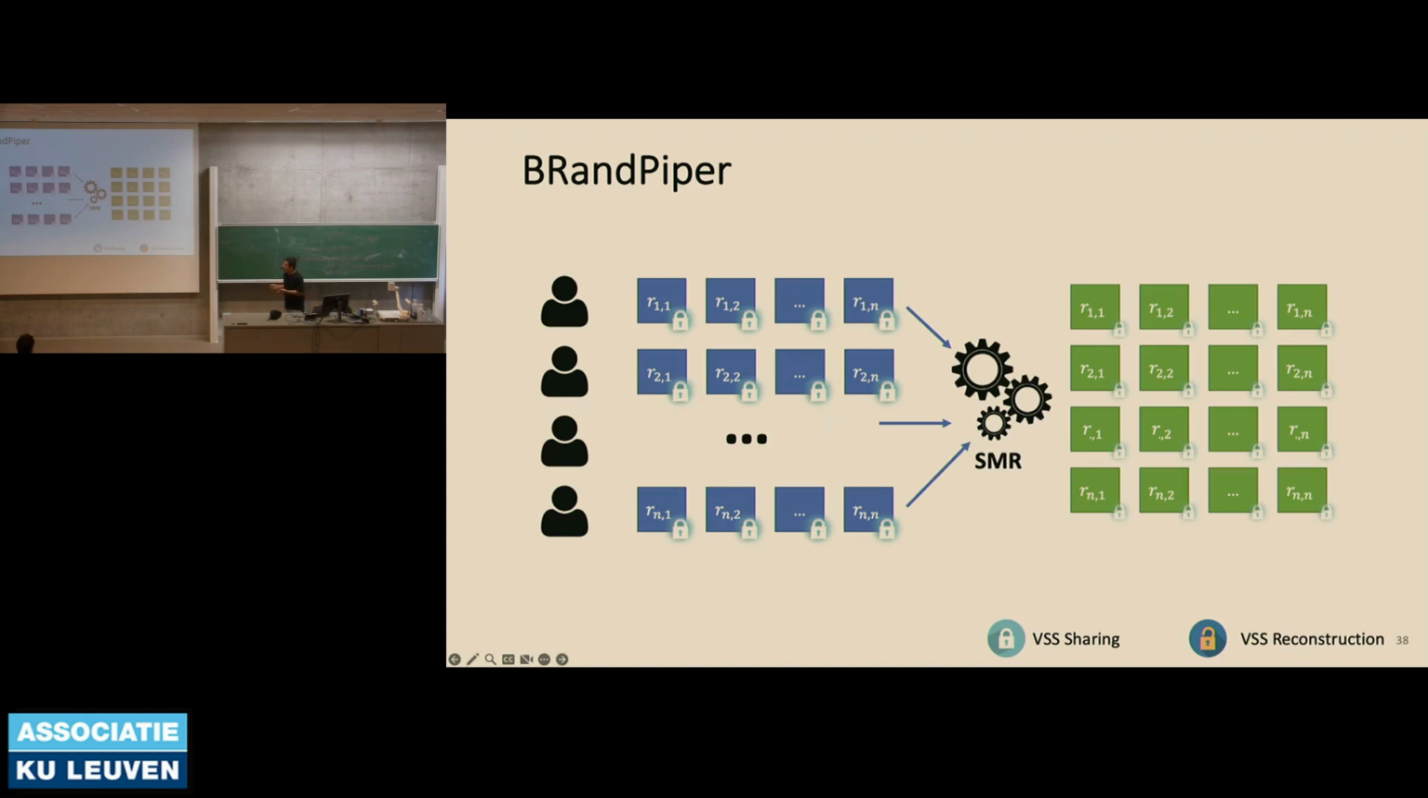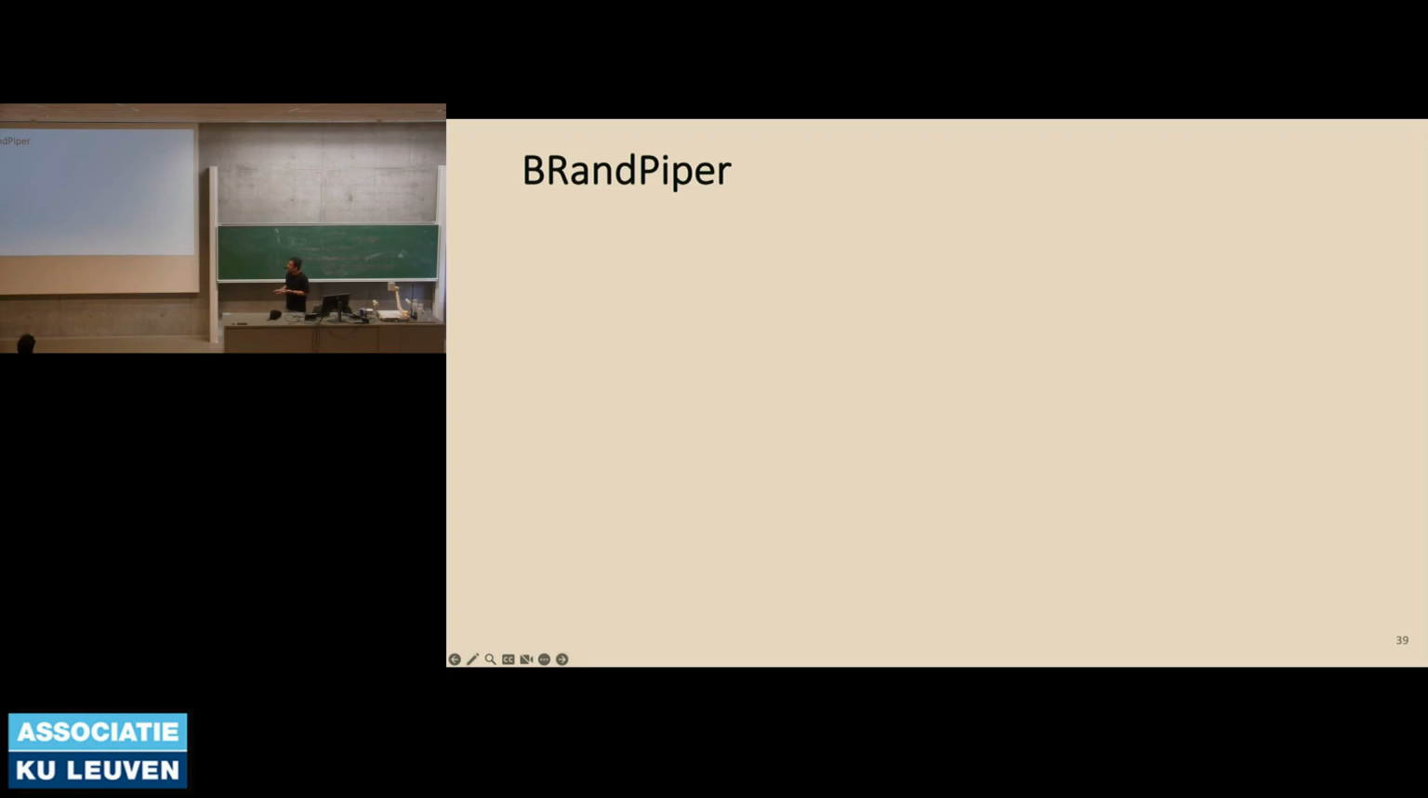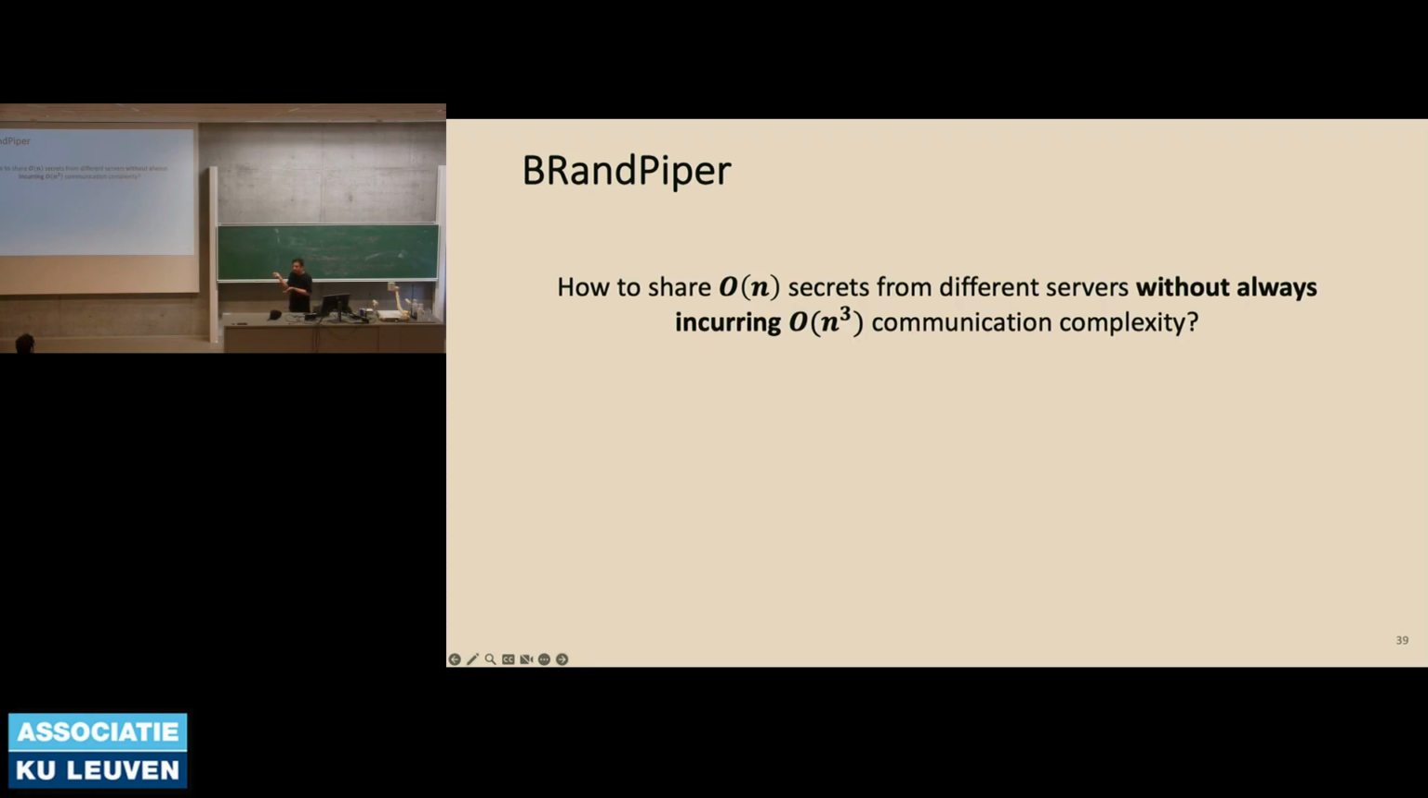Now the question is, what is that secret sharing scheme? The fundamental cryptographic question that we ask is, how do you share so many secrets from different servers without always incurring O of n cube communication complexity? Because PVSS shares, as I described in the GRAND paper, each secret share was order n sized. Now, if we are feeding in n rows every round, your input is going to be n square, because n into n. And because your input is n square, the SMR's communication complexity will blow up. So we cannot do it this way. We need to think of something else.